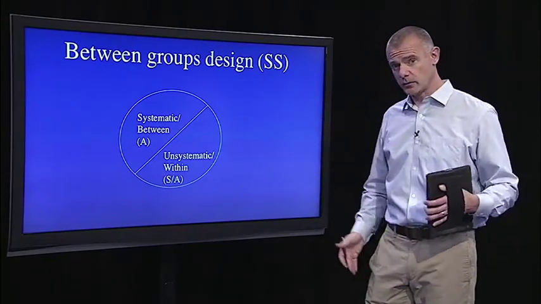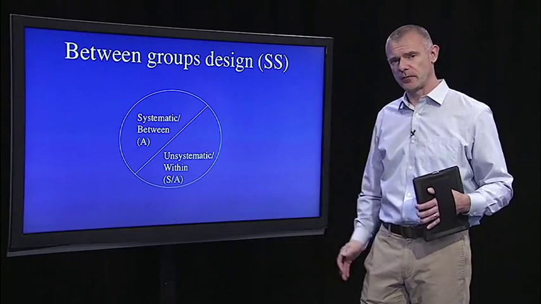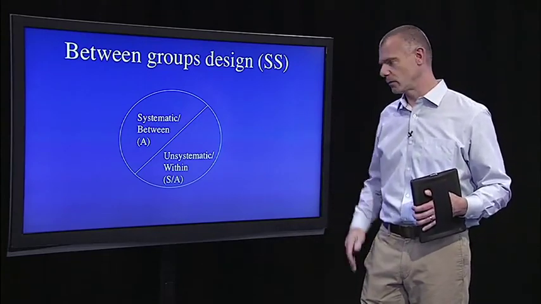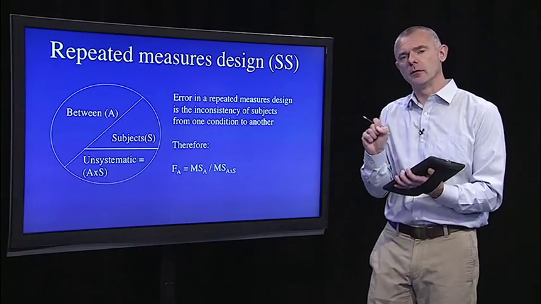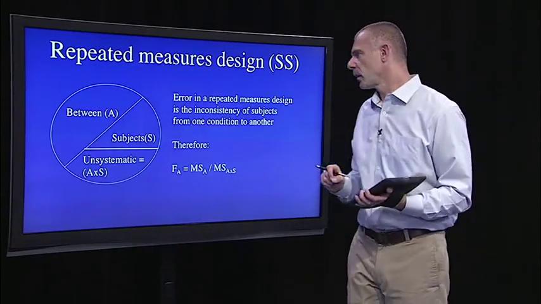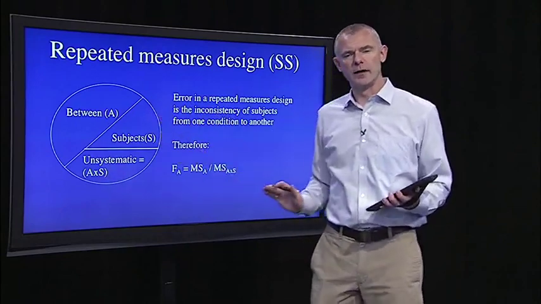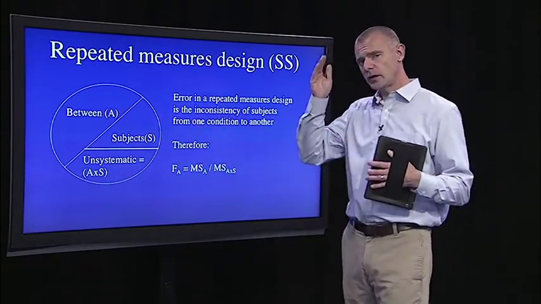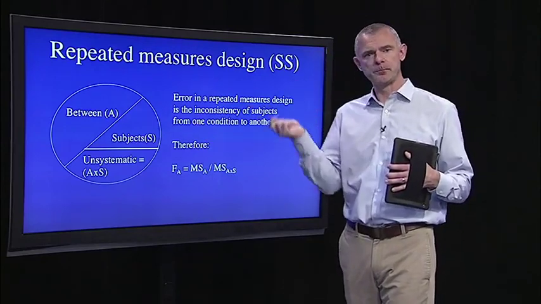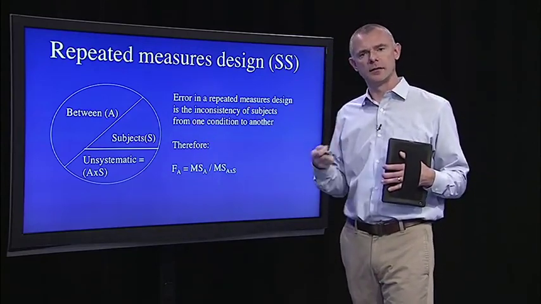And the rest is just the within groups variance, that's the unsystematic. The F ratio is just mean squares A over mean squares S within A. That's it. It looks a little different now in the repeated measures case. We've still got our between groups variance, I should say between conditions variance, because we just take the mean for each condition, compare it to the grand mean, get the sums of squares that way.